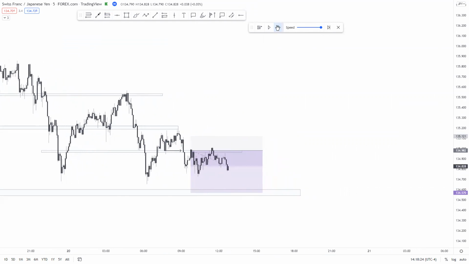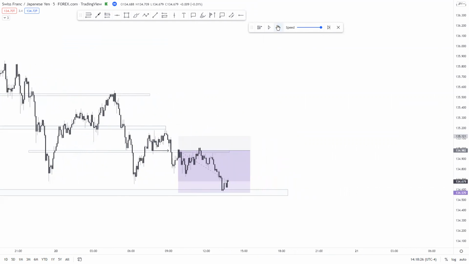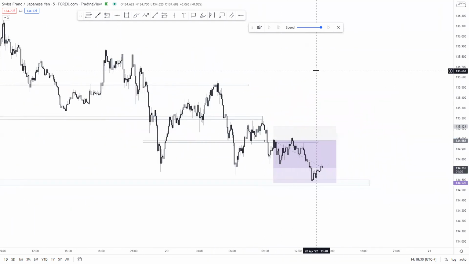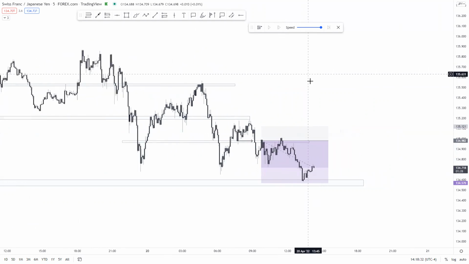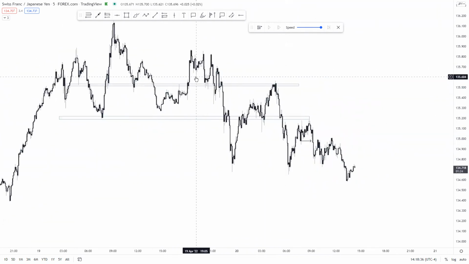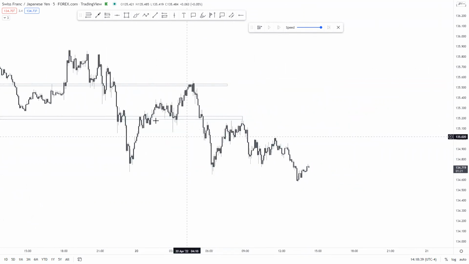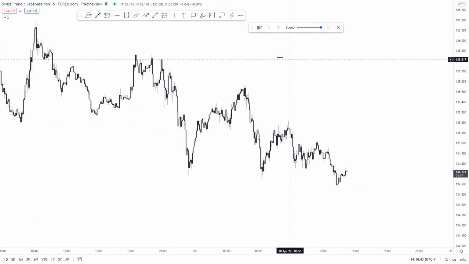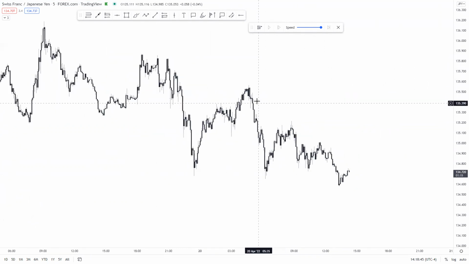All based off of structure, zones, and a little bit of smart money, right? So this trade barely missed. But this is a perfect example of trades that work out with smart money in zones and areas where you can be looking to take price. And just as a freebie, I'll talk about this.